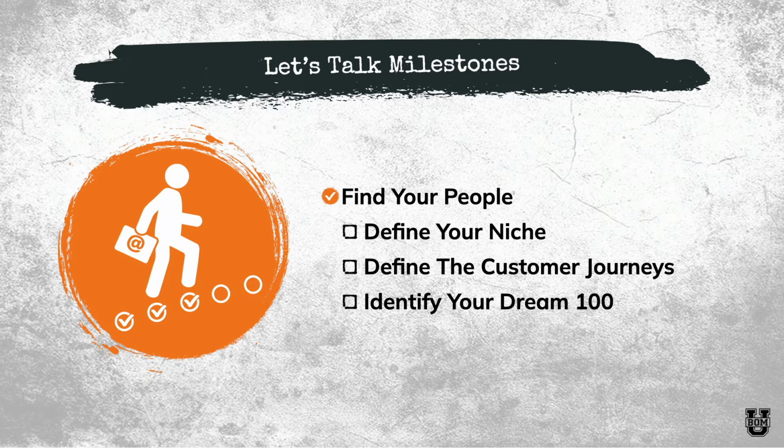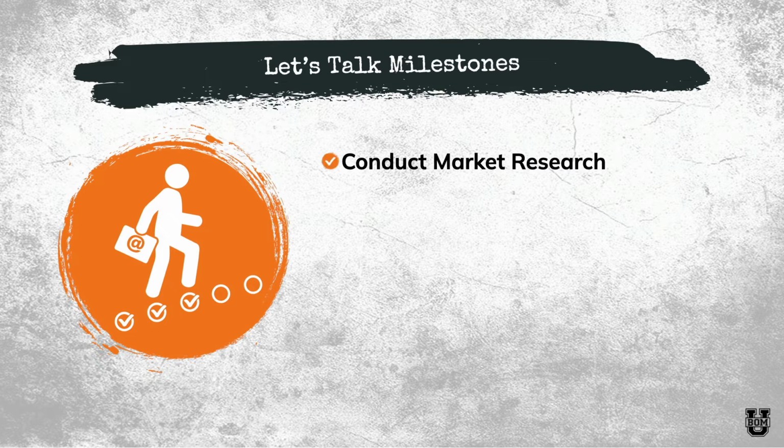But you have to identify where your audience is hanging out, because once you've done that, then you can do the market research and kind of take the next step. So the first part here, the first milestone, you have to find your people, define your niche, define the customer journeys, and identify your Dream 100. Now, the next milestones are to conduct market research.